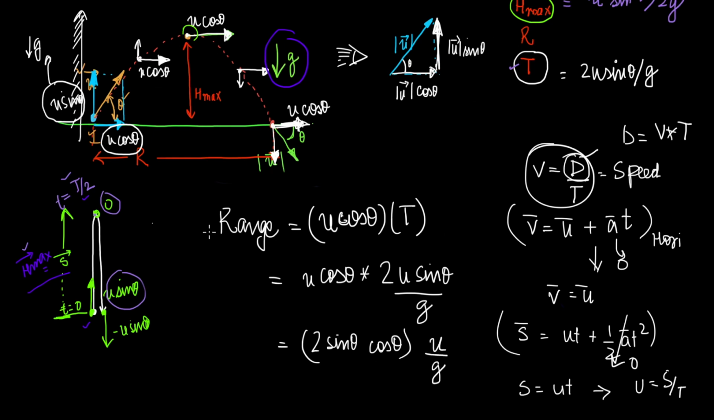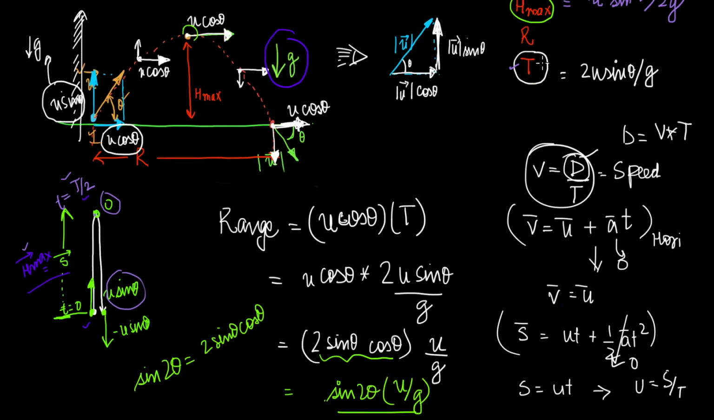All right, so that's interesting. What's really fascinating is that we can employ a trigonometric identity, which expands sine of 2 theta: sine of 2 theta is equal to 2 sine theta into cosine theta. And because that's true, and you can check this in your mathematics books, you get this factor as sine of 2 theta multiplied by u by g. So we have figured out what the range would be, and that is sine of 2 theta multiplied by u divided by g. So there you have it.